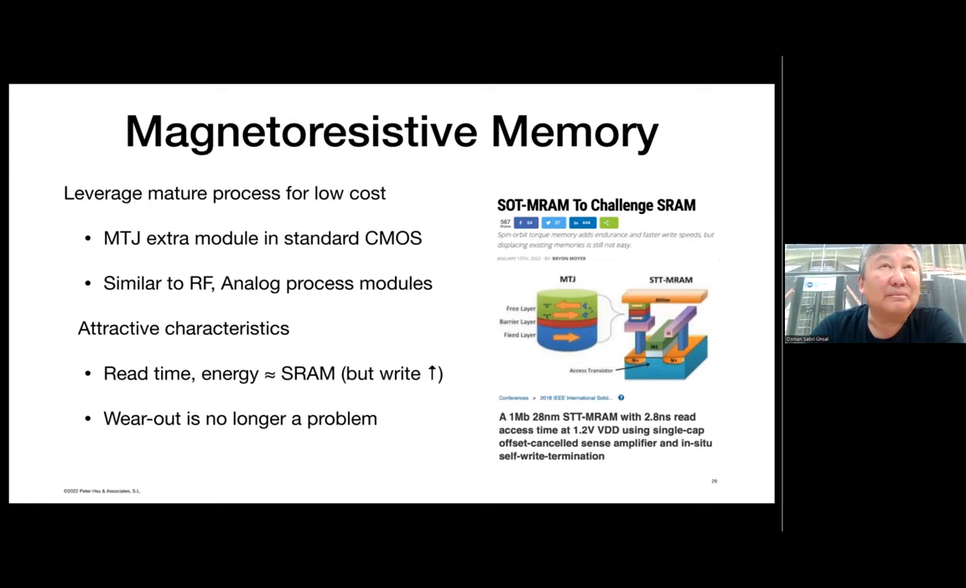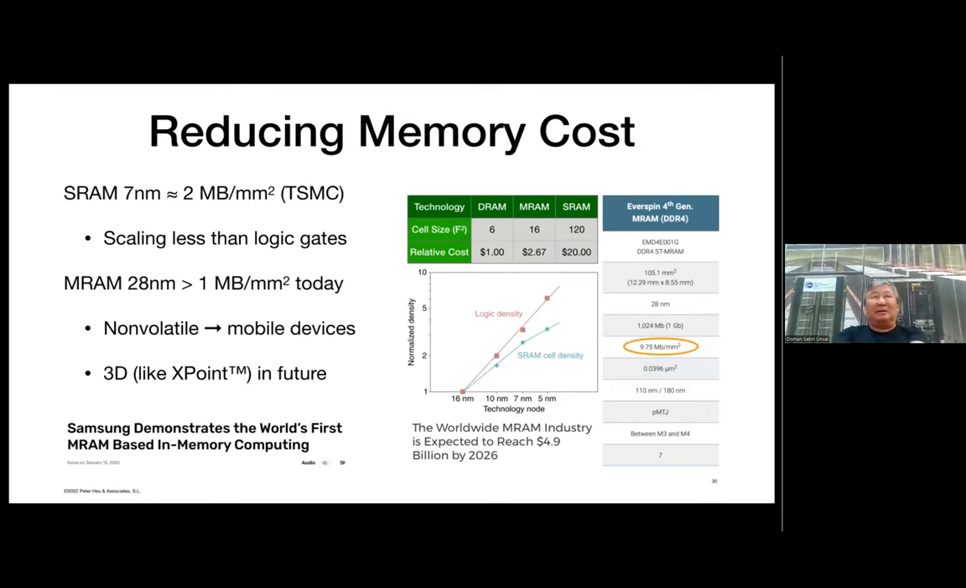So there is this thing called magnetoresistive memory, MRAM. There's a lot of progress being made on this, and this very technical stuff you can read about on the web. But essentially, it's a non-volatile memory whose read time and read energy are similar to SRAM, but writes are a little bit slower. All non-volatile memories used to have wear-out problems, but this seems to have been solved recently.